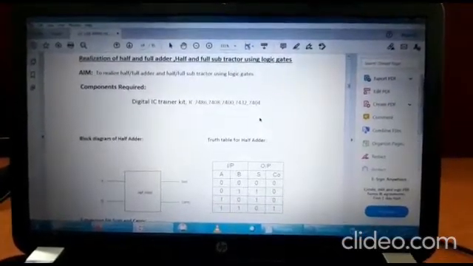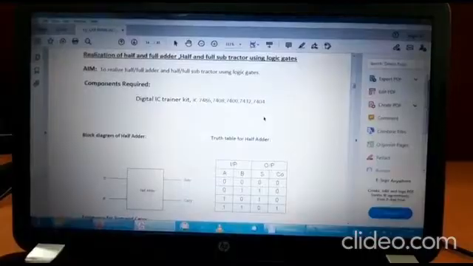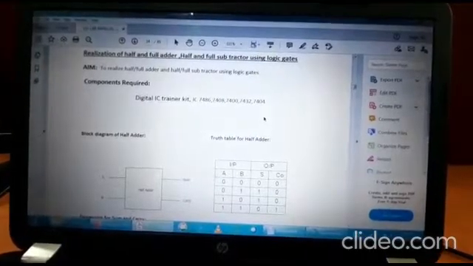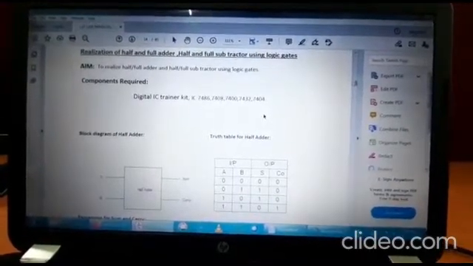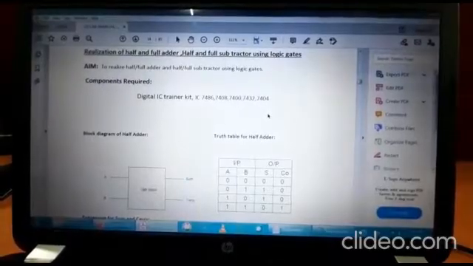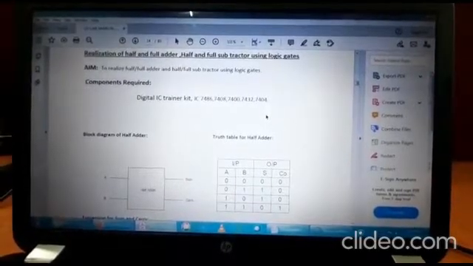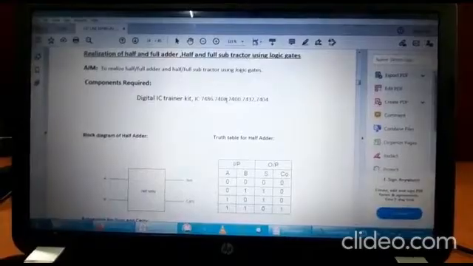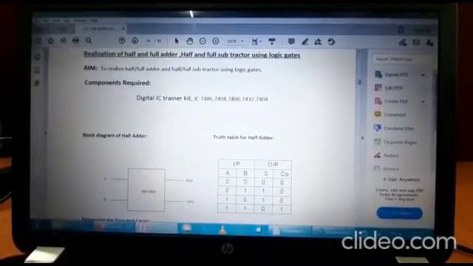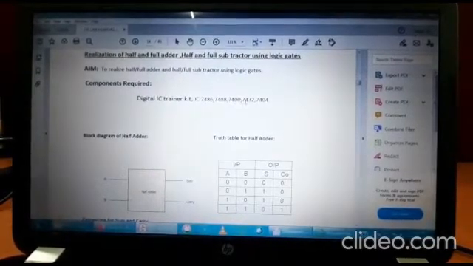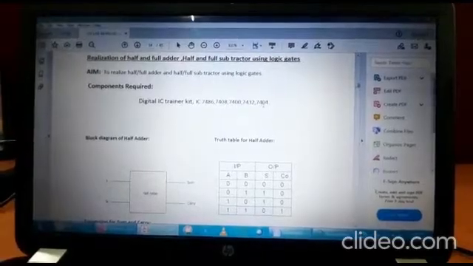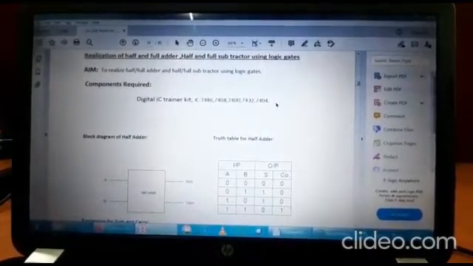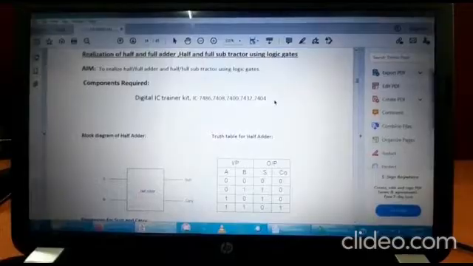Okay students, so the next experiment we'll be seeing is realization of half and full adder and also half and full subtractor using logic gates. In this experiment you will make use of 7486 XOR IC, 7408 AND, 7400 NAND, 7432 OR gate and 7404 inverter. So first we'll look at the block diagram of a half adder.